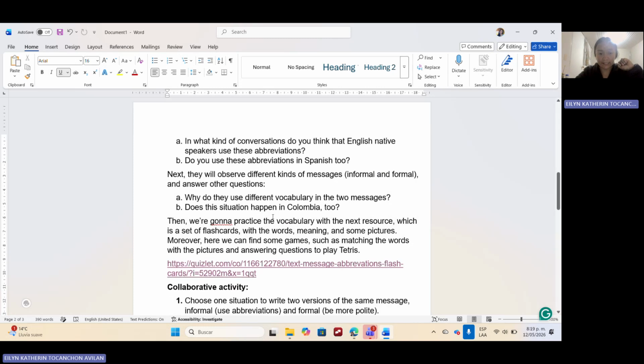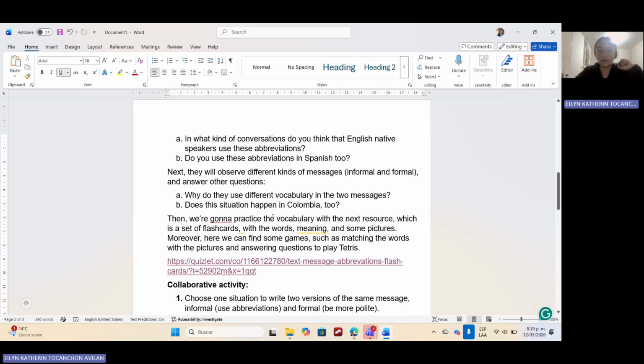Okay, we're going to go back, and with the comparison of the two texts, informal and formal, we're going to answer: do they use different vocabulary in the two messages? Does this situation happen in Colombia too? The idea is that they identify the cultural differences between American or British culture and Colombian culture.